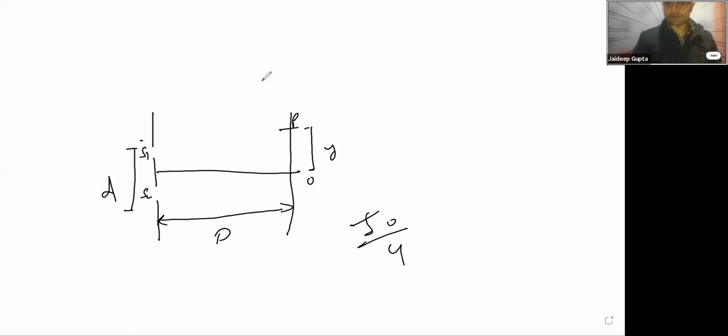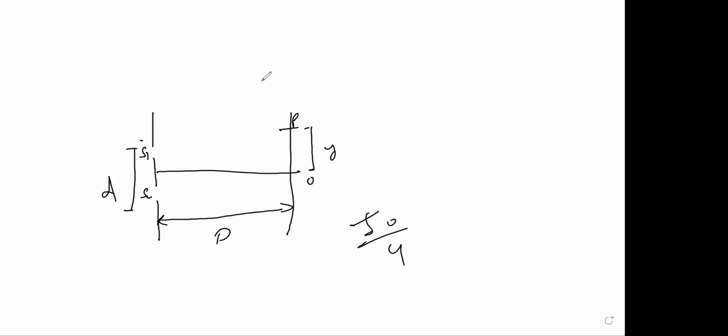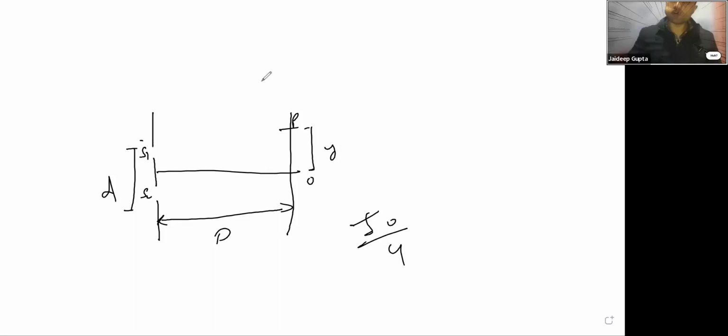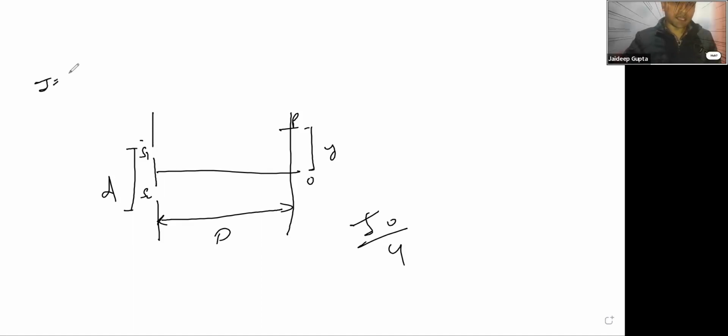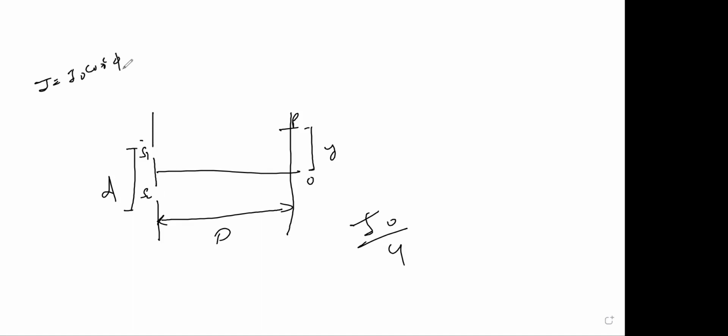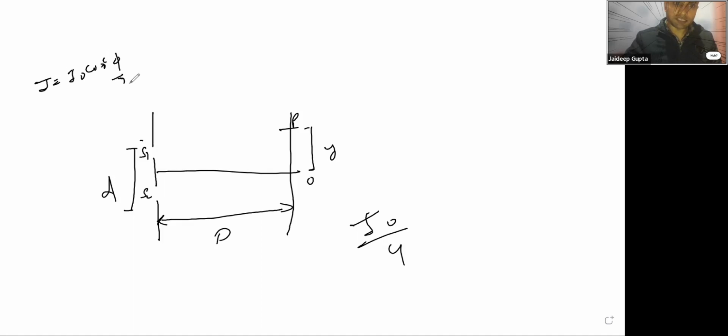Matthew, done? Not yet, sir. Do you know how to do it? Kind of, yeah. Look, what we have to do: we use the formula for intensity, I equals I naught cos square phi by 2. We have to calculate the phase difference. How would you calculate the path difference? The relation is phase difference equals 2 pi over lambda times the path difference.